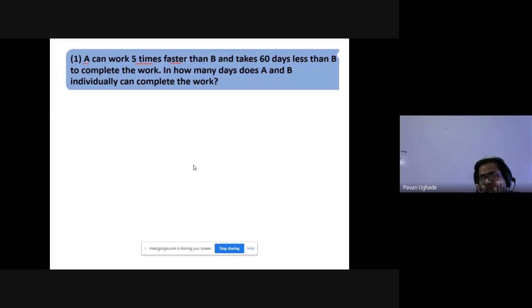See guys, there is a relation of efficiency of the first person compared to the efficiency of the second person, where the work done is constant. In both A and B, the work done is constant. Only there is a comparison between the time taken to complete that job. Clear? As we have discussed about the efficiency. I hope you got the first part of what we have discussed. Now it is asking in how many days A and B individually can complete the work.